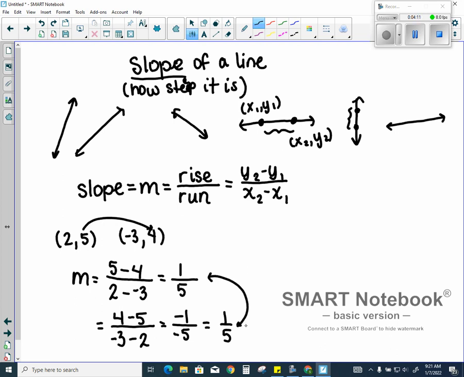It doesn't matter which order you start with when you subtract the y's. But the important thing is that you have to stick with that same order on the bottom when you subtract the x's, and you'll get the same number either way. The slope of that line is 1/5.